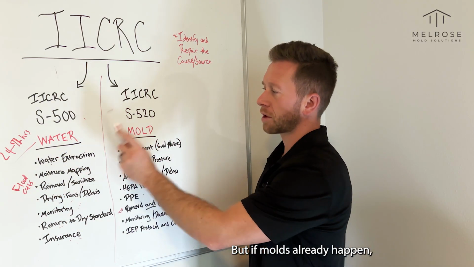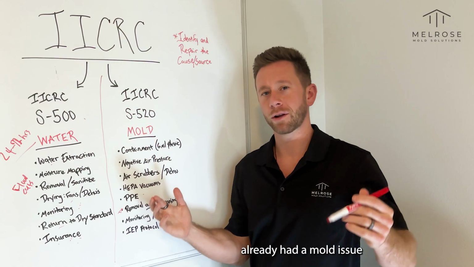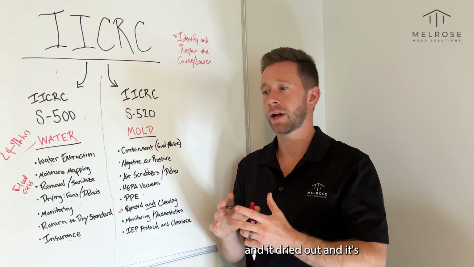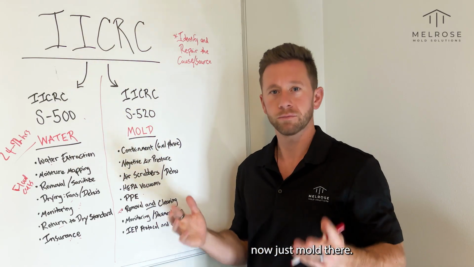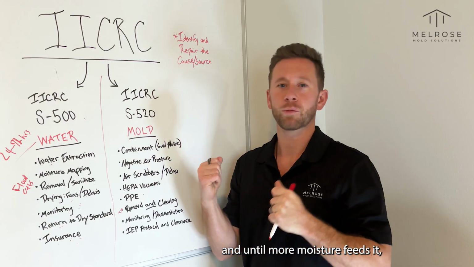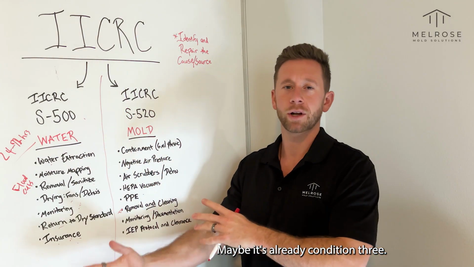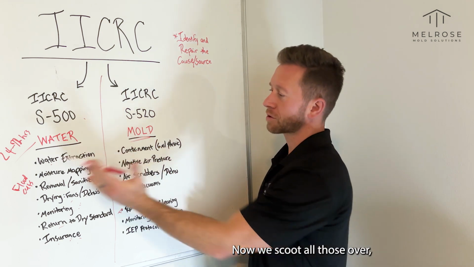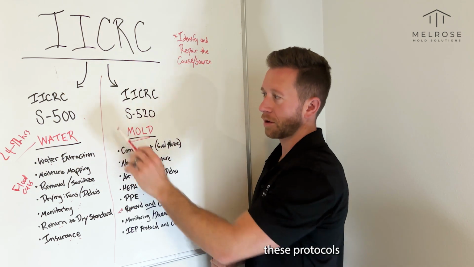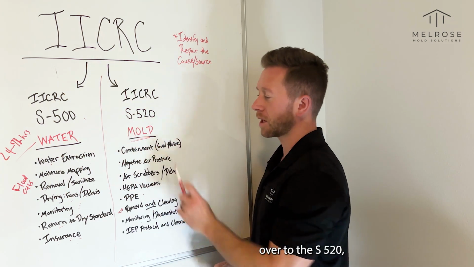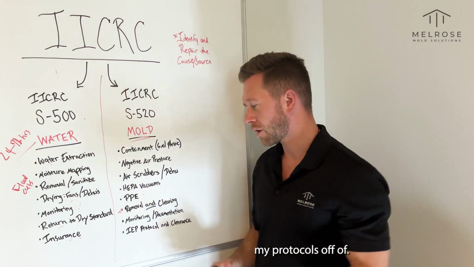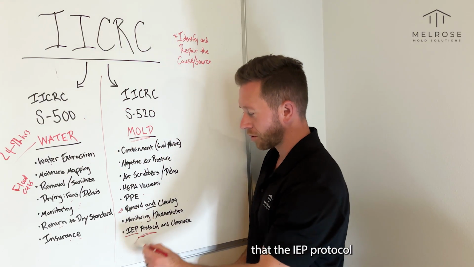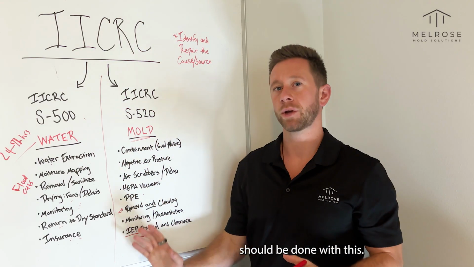But if mold's already happened, so a lot of the homes I'm in already had a mold issue and it dried out and it's now just mold there, and until more moisture feeds it, then it will grow. Maybe it's already condition 3, several different things. If mold has already happened, now we scoot these protocols over to the S520, which is what I write my protocols off of. I wrote here that the IEP protocol and clearance criteria should be done with this.